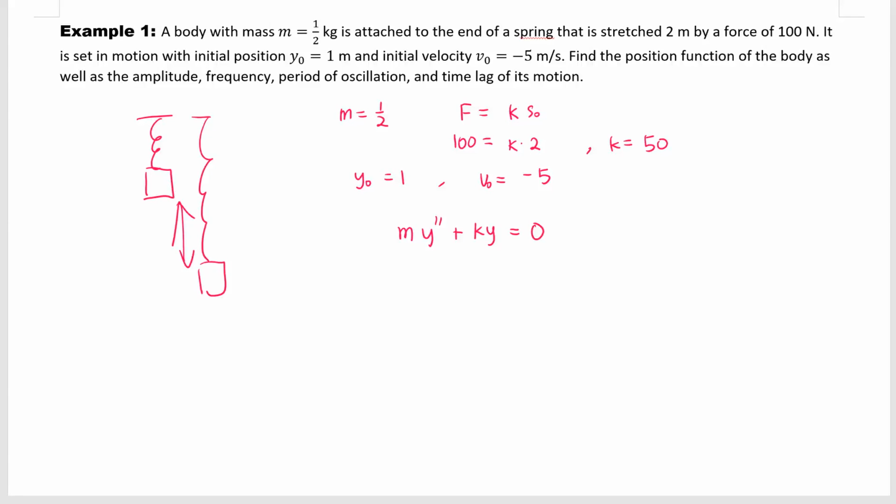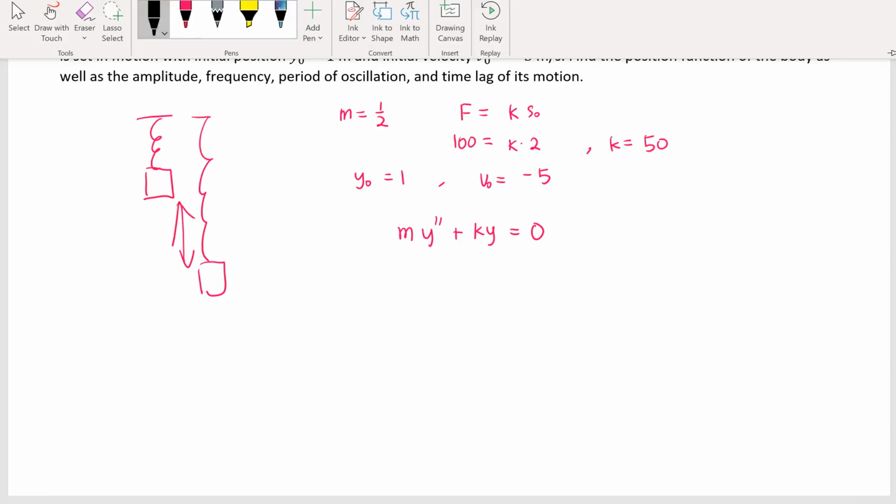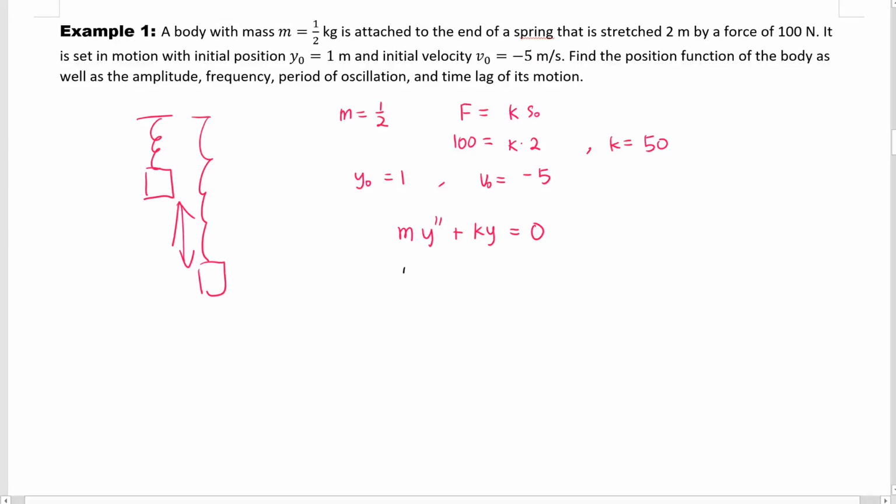Okay, so M is 1/2 y prime prime and K is 50. So let's make the coefficient of y prime prime to be 1. So let's multiply by 2 on both sides. So that's y prime prime plus 100y equals to 0. So this is the linear differential equation with constant coefficients.